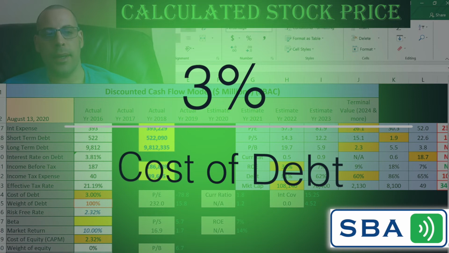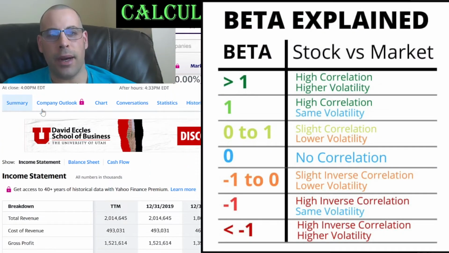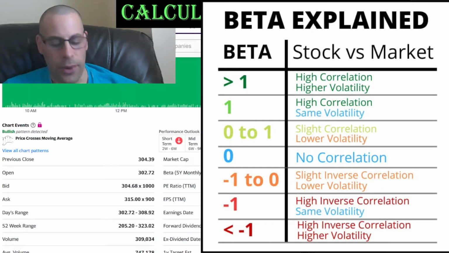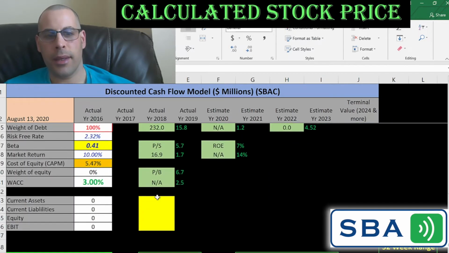The cost of equity, we need the beta to figure that out. And the beta is how volatile the stock is relative to the market. And they have a really low beta, 0.41, so the stock moves less than half the market. So it's a pretty low risk stock.